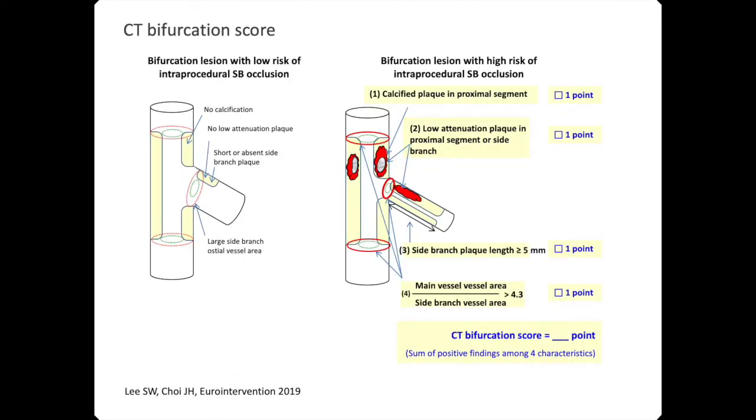We developed the CT bifurcation score, which calculates the risk of side branch occlusion based on the presence of calcified plaque, low attenuation plaque, the length of side branch plaque, and the ratio of main vessel to side branch vessel area. The sum of these 4 points is the CT bifurcation score.